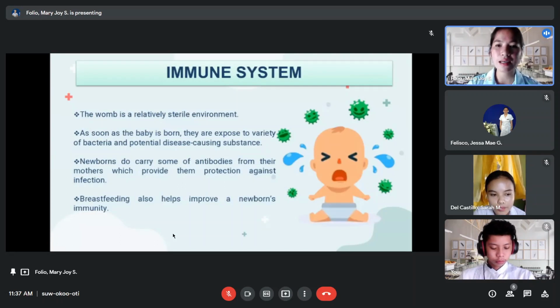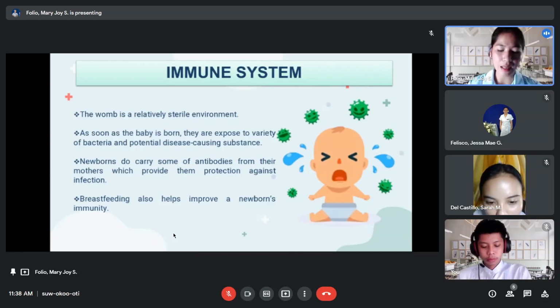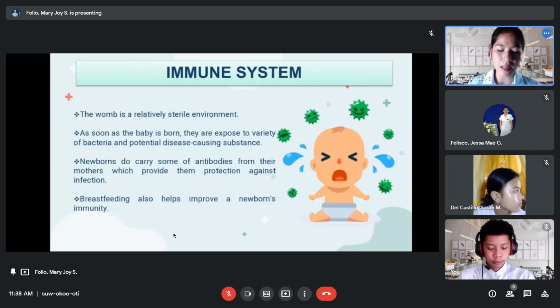Then next is the immune system. So the uterus is a relatively sterile environment. As soon as the baby is born, they are exposed to a variety of bacteria and potential disease-causing substances. And the newborns do carry some of the antibodies from their mothers, which provide them protection against infection. And breastfeeding also helps improve a newborn's immunity. So that is for the immune system.